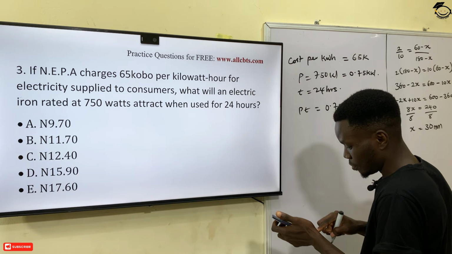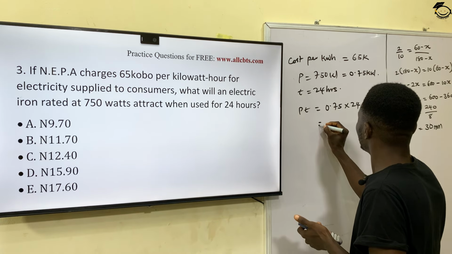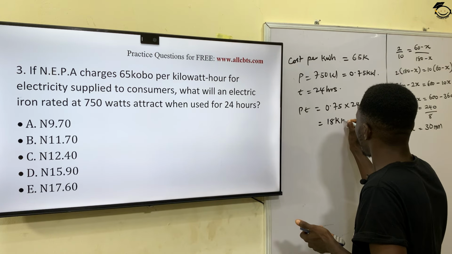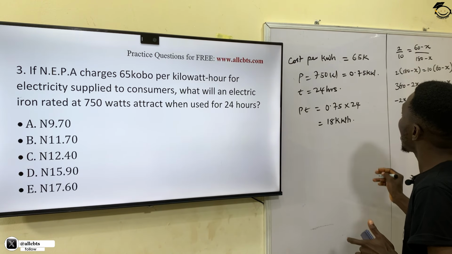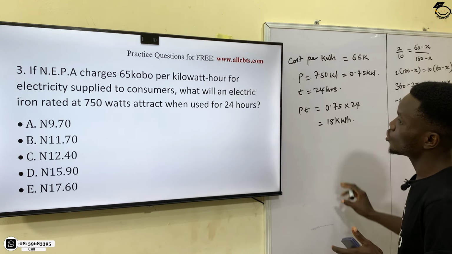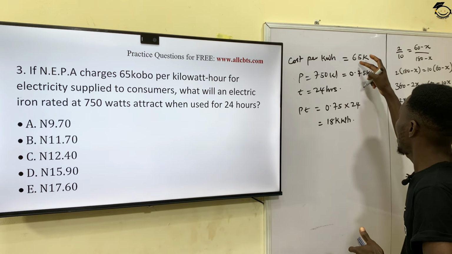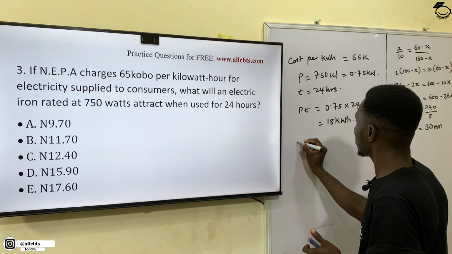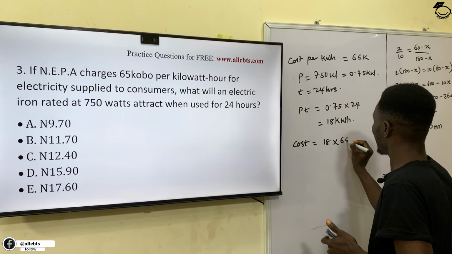So that will give me 18 kilowatt hour. So 18 kilowatt hour is the total amount of energy that was used up by this particular electric iron. And if the cost per kilowatt hour is 65 kobo, it means that the total cost is going to be 18 times 65.